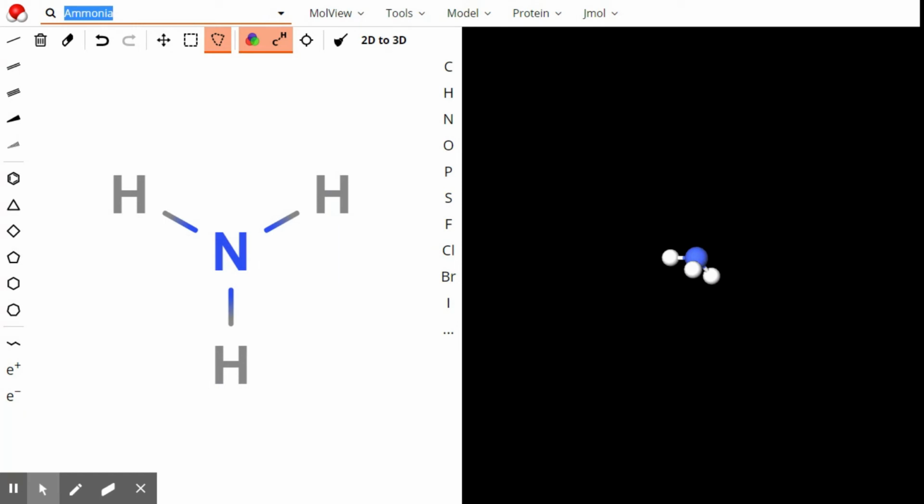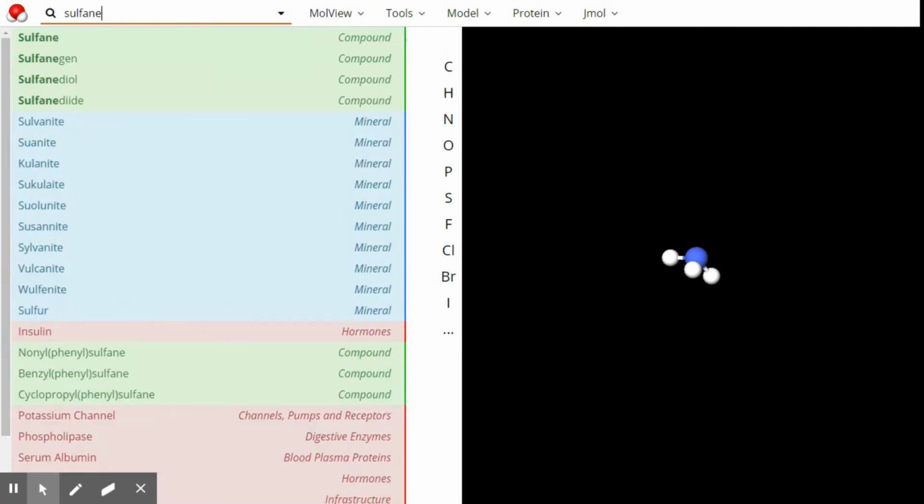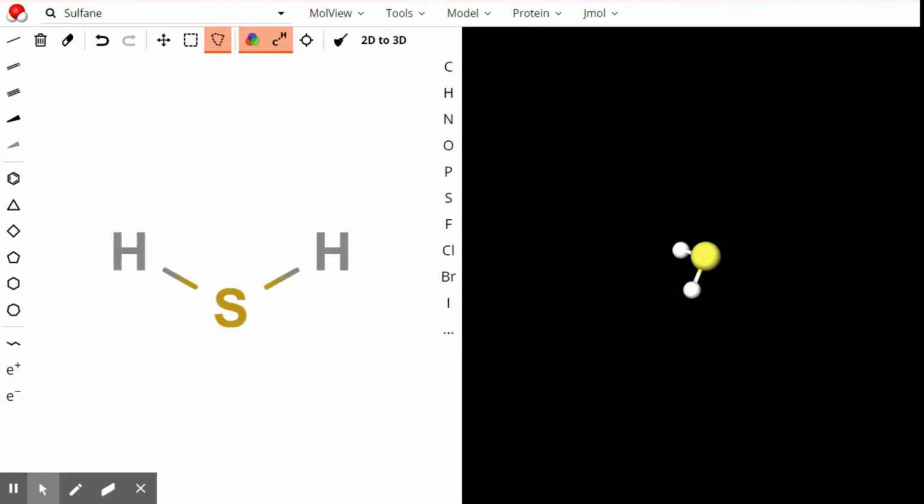And then the other one we're going to look at is called sulfane, S-U-L-F-A-N-E. Looks like this, nice and simple. Just 1 sulfur atom and 2 hydrogen atoms. So we can get formulas and names for those.